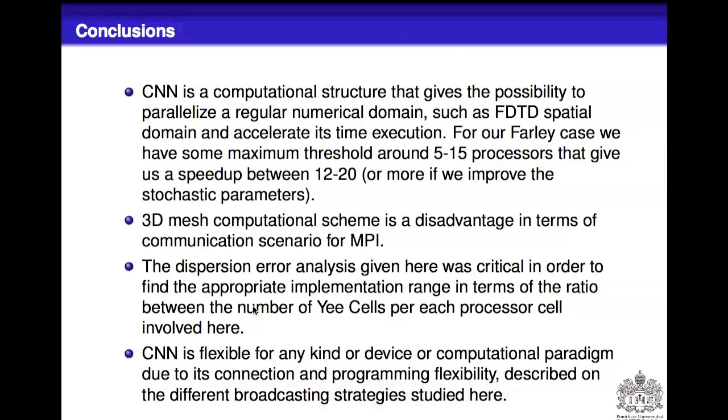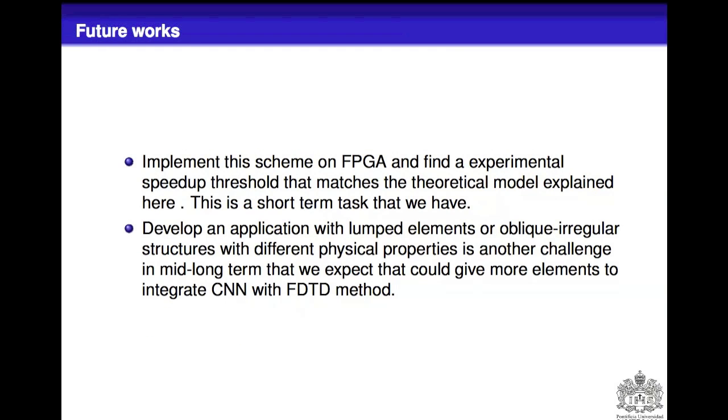The dispersion error is obviously critical to establish a constant threshold or a constant range to get a great implementation without dispersion and instability conditions. And CNN is so flexible to get any other kind of broadcasting strategies to get started in the future. Okay. And as future work, we could have an implementation in FPGA, matching with a theoretical model. And we could develop some applications using lumped elements or other kinds of physical structures that are more complex than the resonant cavity.